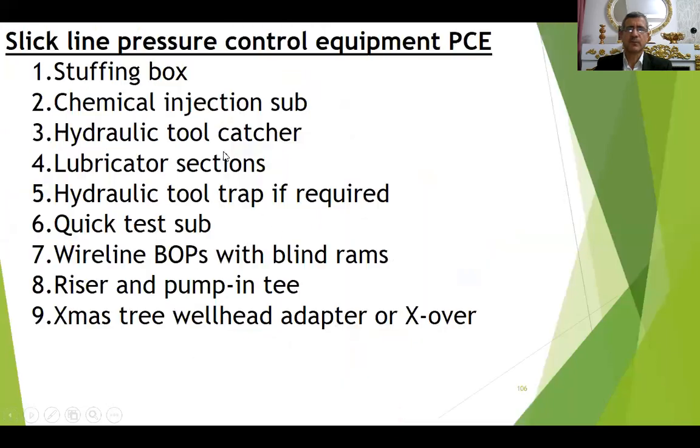Here are the pressure control equipment. Slickline pressure control equipment includes stuffing box, chemical injection sub, hydraulic tool catcher, lubricator section, hydraulic tool trap if required, quick test sub, wireline BOPs with blind rams, riser, and pump-in T, and the last we have Christmas tree wellhead adapter or crossover.